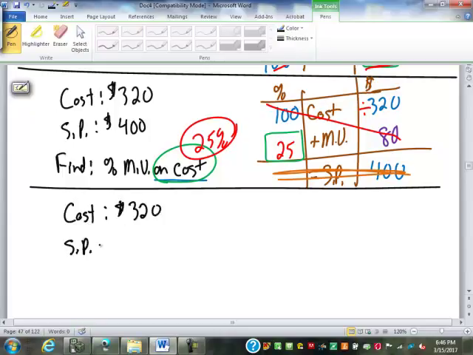So if the cost is $320 and the selling price is $400, find the percent markup on selling price.